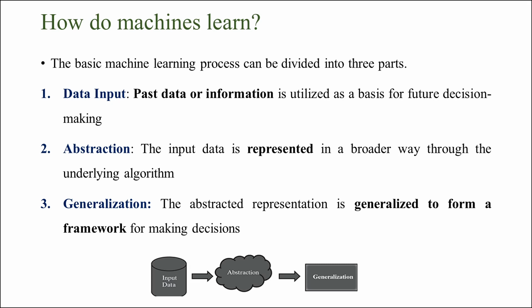How do machines learn? The basic machine learning process is divided into three parts. First one is data input. Here the past data or information can be utilized as the basis for taking decisions in future. Second one is abstraction. Here the input data can be represented in a broad way through some underlying algorithms. Third one is generalization. Here the abstracted representation can be generalized to form a good framework that helps in making some decisions. Here, when the input data is given to abstraction, it can finally be given to generalization.